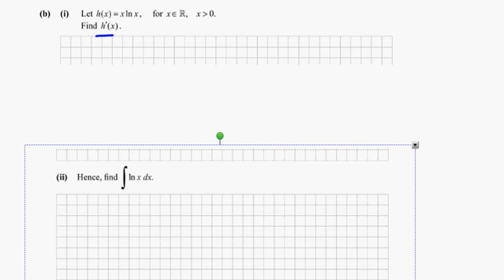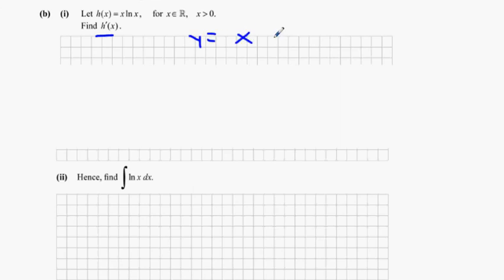find it. So here's what you do. It usually gives you a start off. So it says y equals x ln x. What does this mean? Find dy/dx. What does that mean? First derivative.